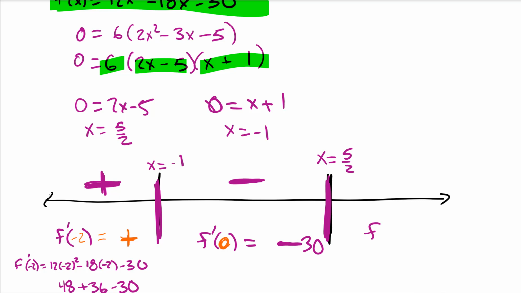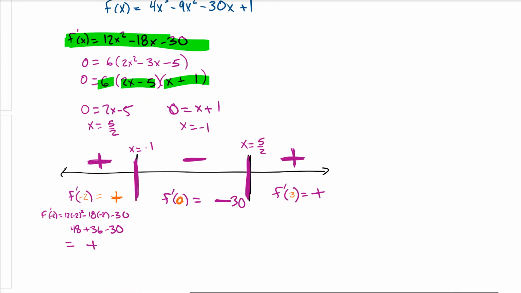So now we need to choose f prime of some number that's larger than 5 halves. 5 halves is equal to 2.5. So you know what number we're plugging in? We're plugging in 3. We want the simplest, the easiest of numbers, because you're not always going to have a calculator at home. We plug this in, and it's positive. And there we have it. We ended up with a positive, negative, positive.